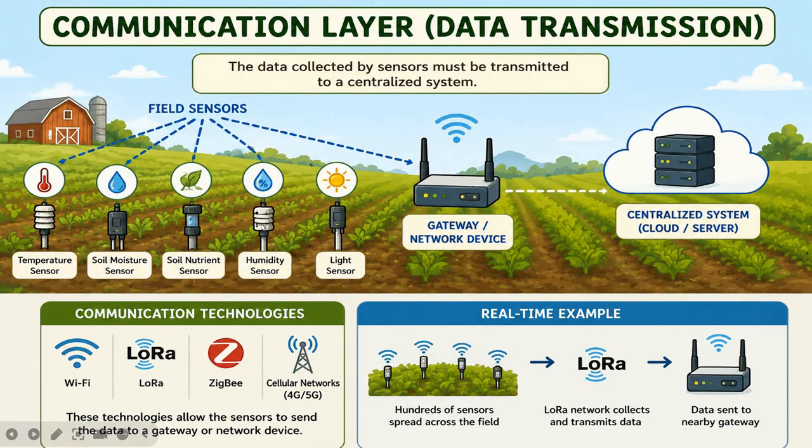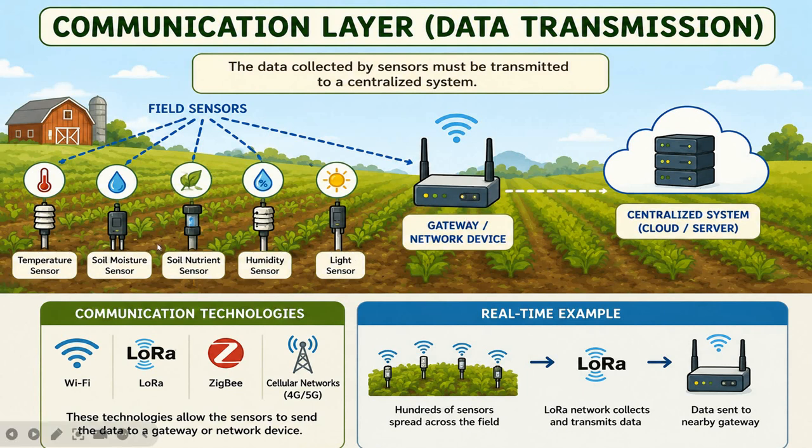Second is the communication layer, that is the data transmission, which is used for data transmission. Now here its main function is to transfer the data collected by the sensors to a centralized system or the cloud or the server for monitoring and analysis purposes. Now, after the sensors measure the field conditions such as soil moisture, temperature, humidity, and nutrient levels, the information must be sent to the place where it can be processed and used for decision making.